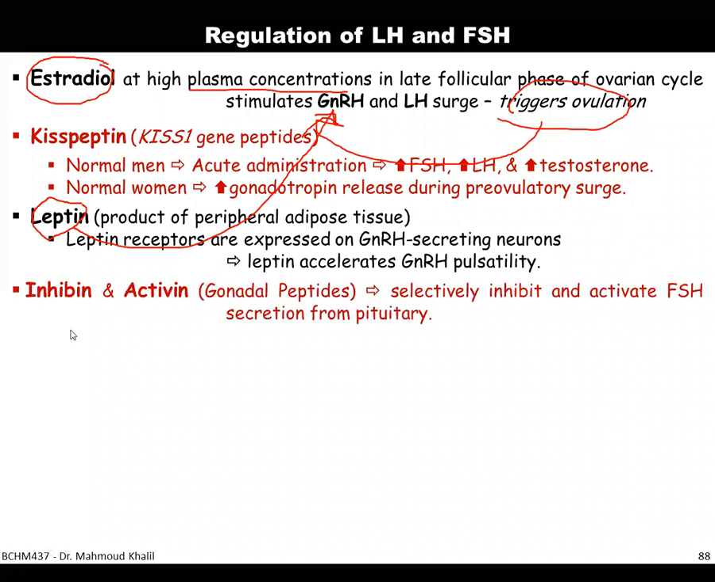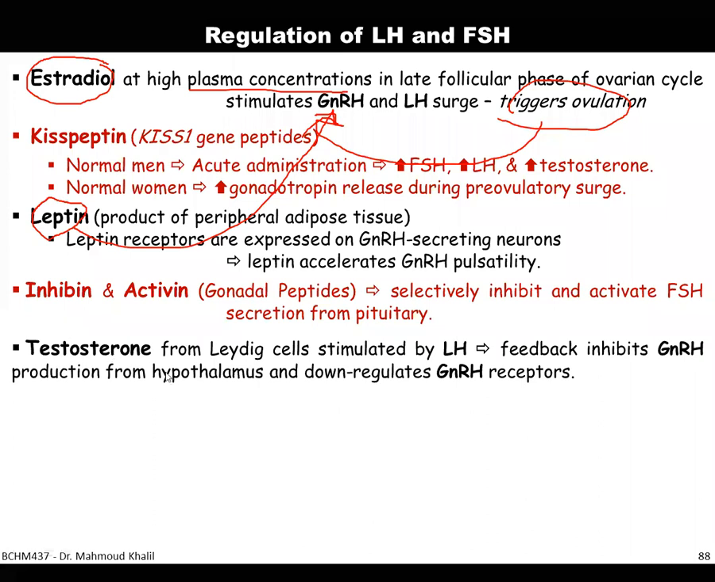What about inhibin and activin? Both hormones are gonadal peptides. They selectively inhibit and activate FSH secretion from the pituitary. For testosterone, which is secreted from Leydig cells stimulated by the LH, this leads to feedback inhibition, as we said before, of the gonadotropin releasing hormone production from the hypothalamus, and also downregulates the gonadotropin releasing hormone receptor. This receptor is located on the surface of the gonadotrophs of the pituitary gland.